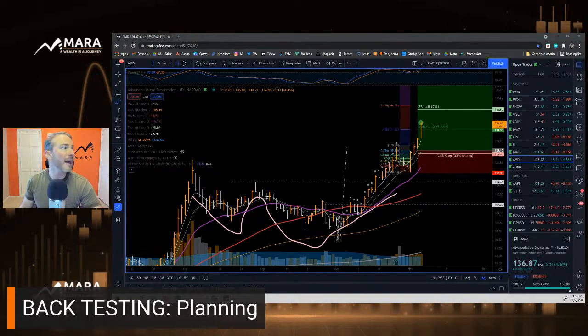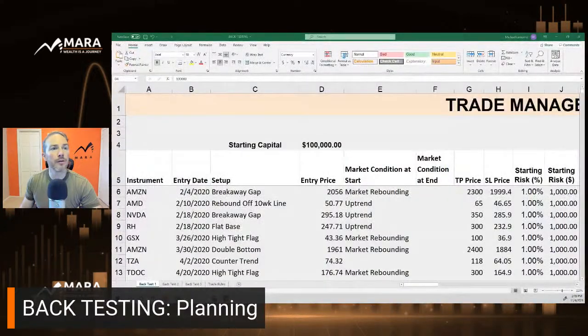All right. So, planning for back testing. When you are thinking about your back test, you are collecting data all the time, and hopefully, I've encouraged you, if you haven't already done so, to start journaling your trades. I can't stress how helpful it is, how much of a game changer it is.